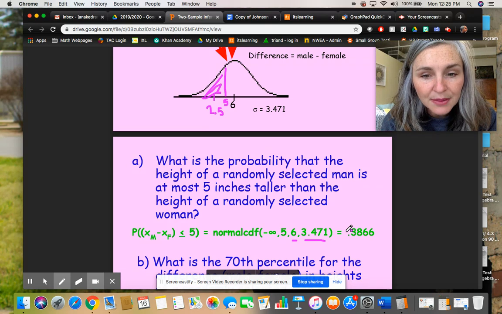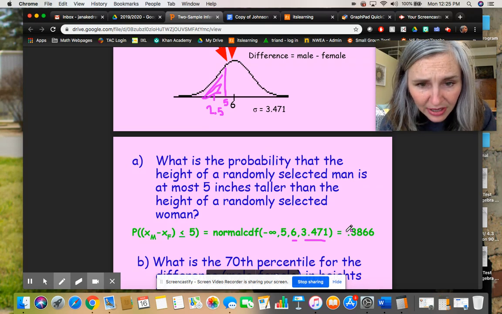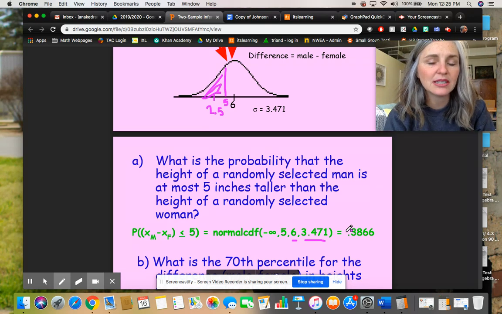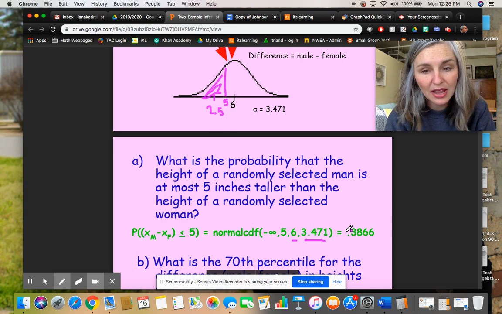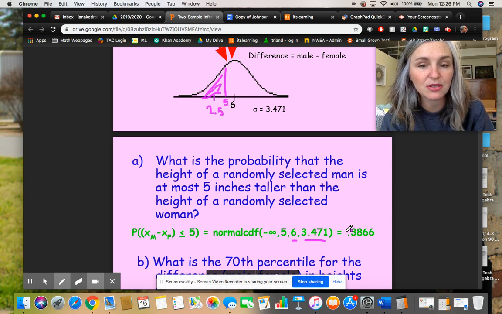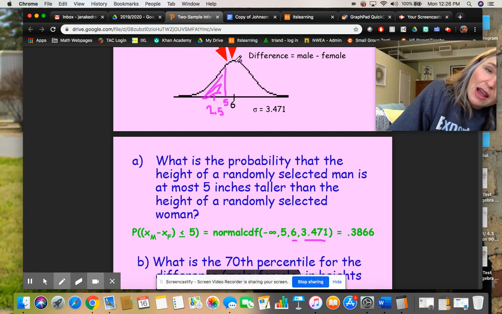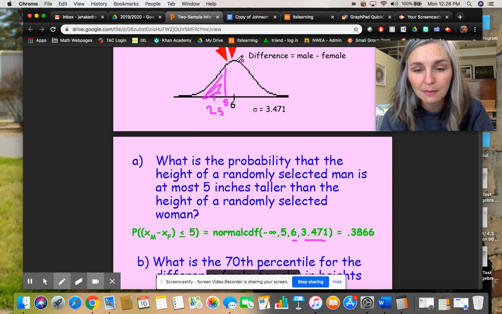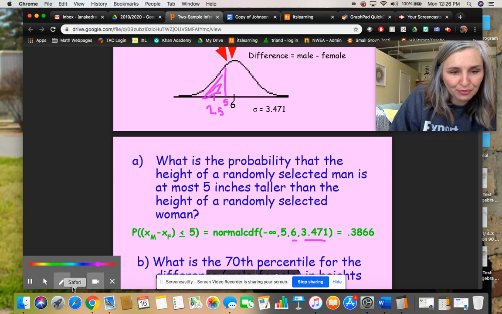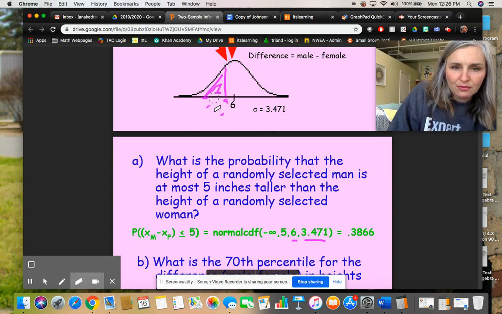Or we would say the probability that the height of a randomly selected man is at most 5 inches taller would be about 38%. Which, if I just look here, I would expect it to be just a little under 50%. So 38% makes sense to me. Okay, let me get rid of that sucker.